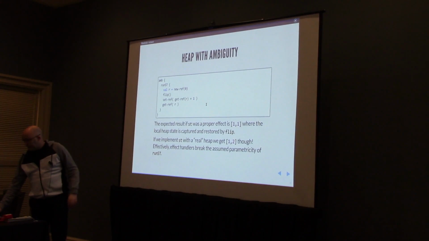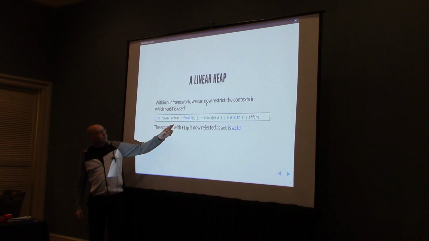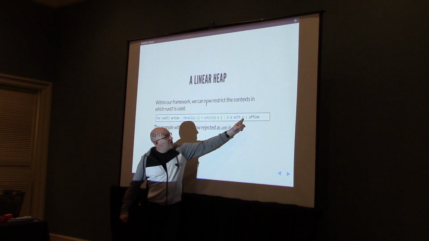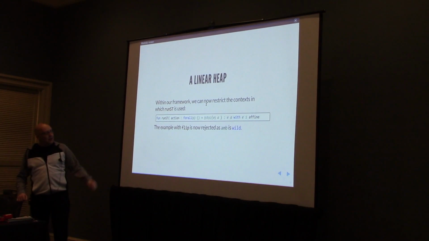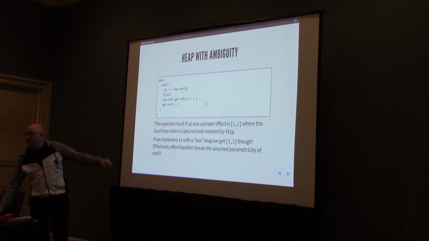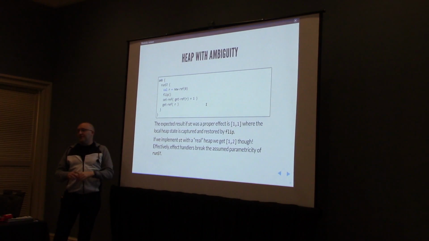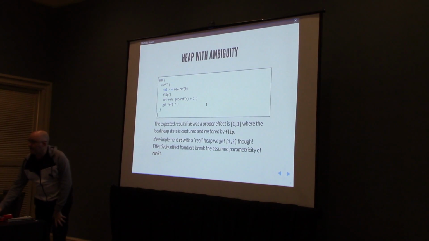But the nice thing about the system I just showed is that we can now give runST an even more complicated type. So it's rank 2, but then we say the polymorphic effect row must be affine at most. And now it's at least safe to use again, because you can't do this example anymore. Another way, of course, is to have a non-native runST that, when you do the ambiguity, would capture the entire heap state every time.